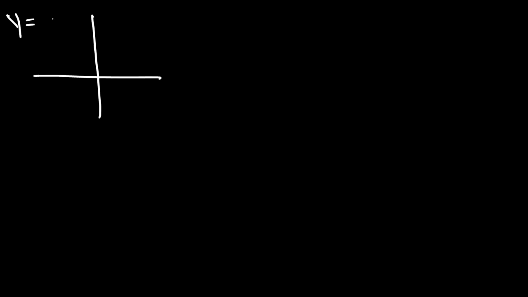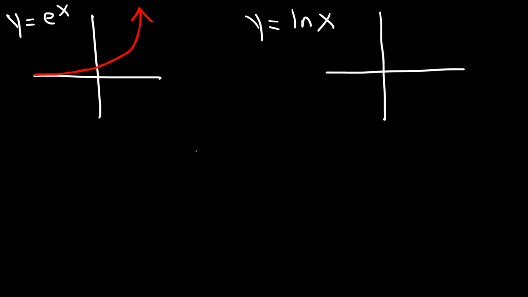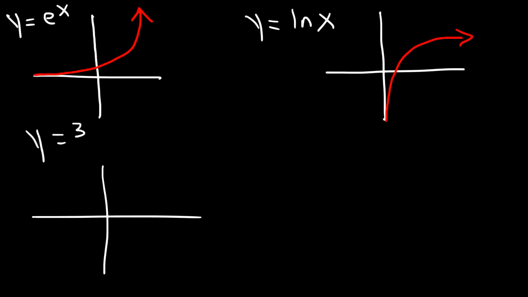we have e to the x, which is an exponential function. It increases at an increasing rate. And then there's ln x, which is the inverse of an exponential function. So a logarithmic function increases at a decreasing rate. And then we have the cube root of x, which is an odd function. There's symmetry about the origin.